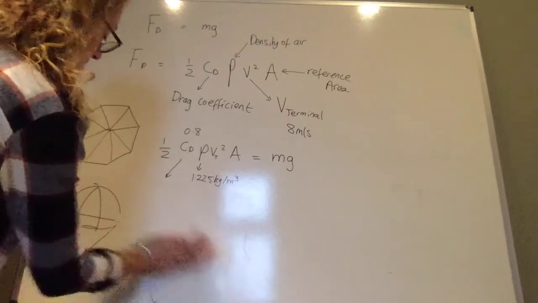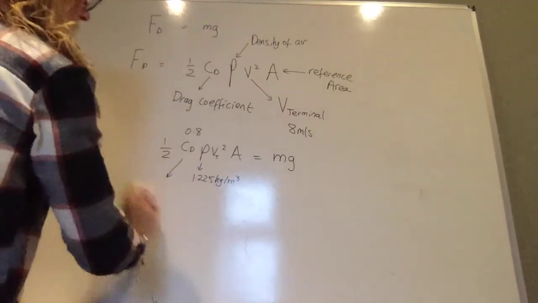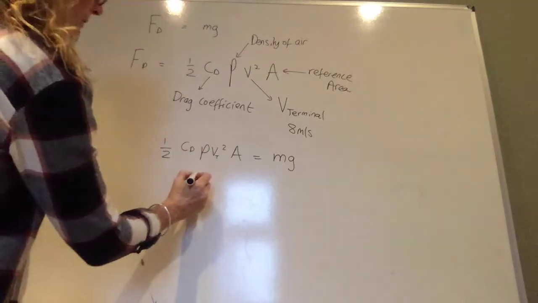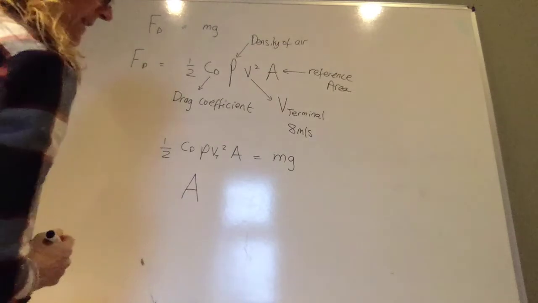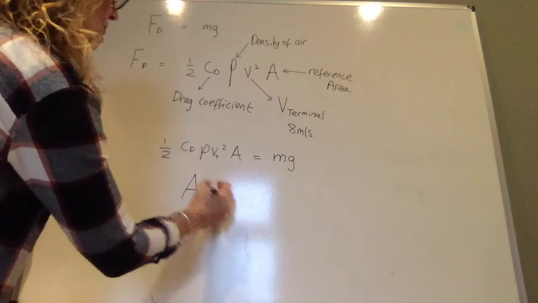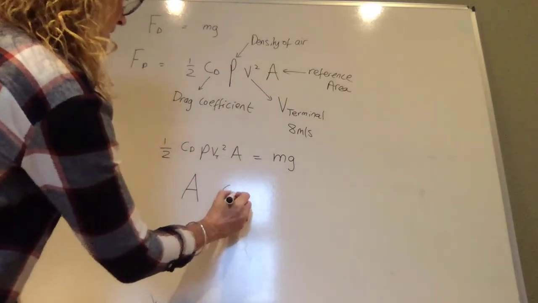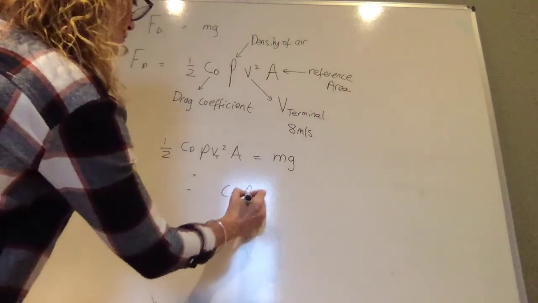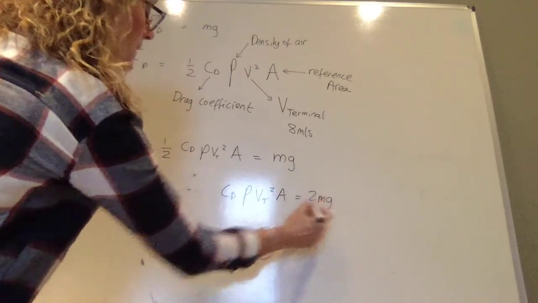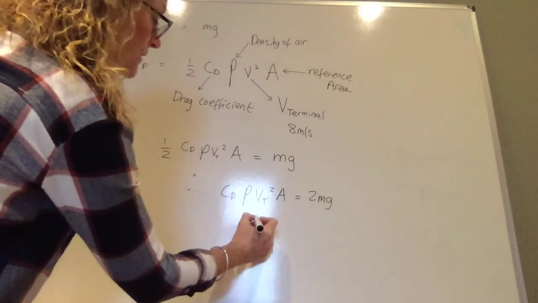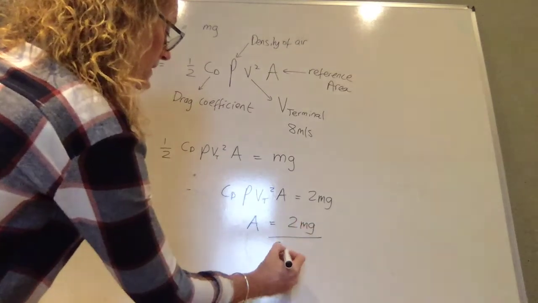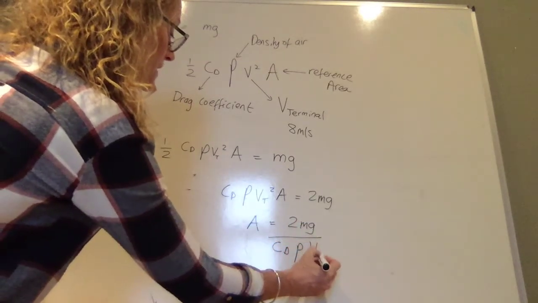Okay, so right now we're going to put those two equal and derive a value for the area that we would need to give us a terminal velocity of 8 meters per second. So multiply across by 2, so CD rho Vt squared A is equal to 2 mg, and then divide by CD rho Vt squared. So A is equal to 2 mg divided by CD rho Vt squared.